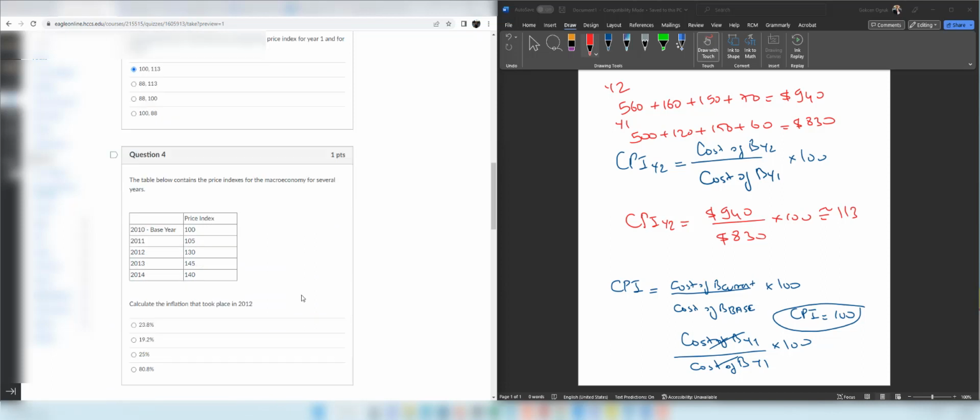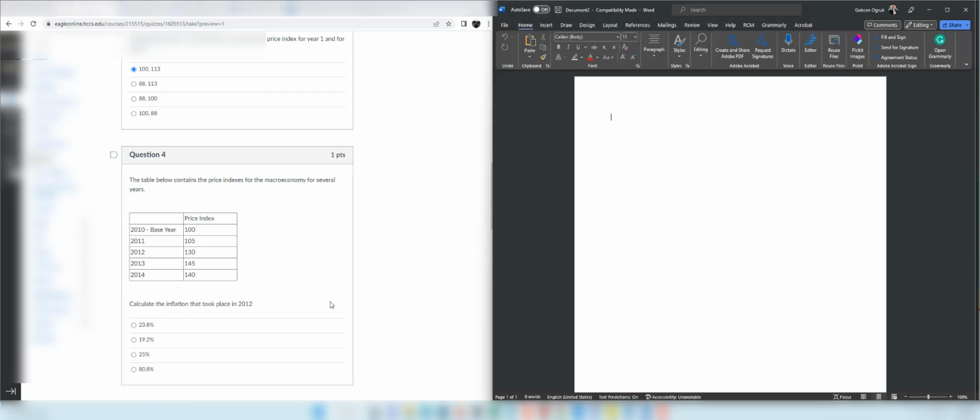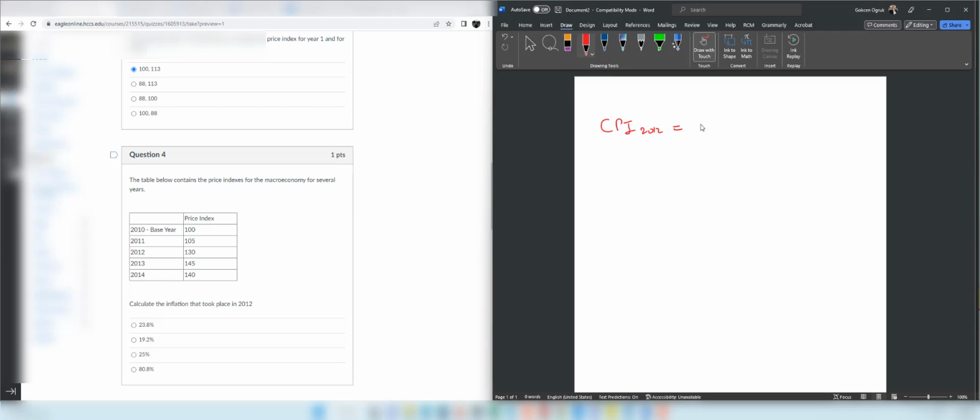Question 4. The table below contains the price indices for the macroeconomy for several years. So now you have the price indices. If you are given the price indices, you are going to calculate inflation as the percentage change in the price indices from one year to another. So we need to calculate inflation in 2012. So it's the percentage change in the price index from 2011 to 2012. CPI 2012 is 130 and CPI 2011 is 105.